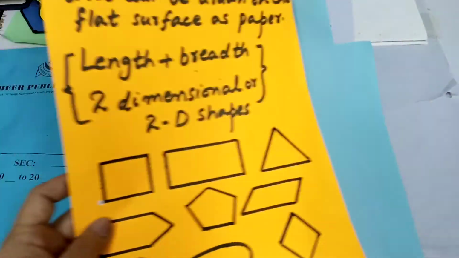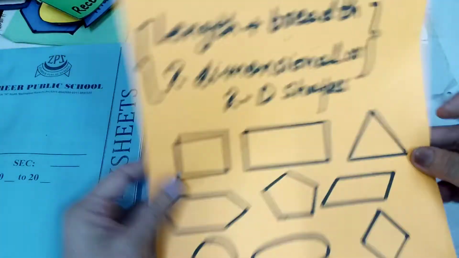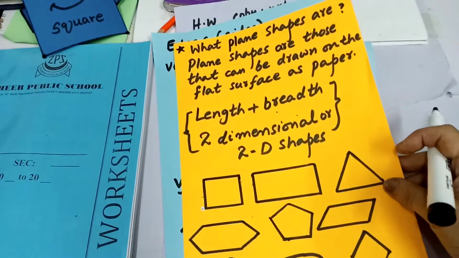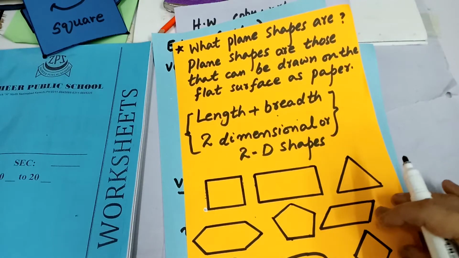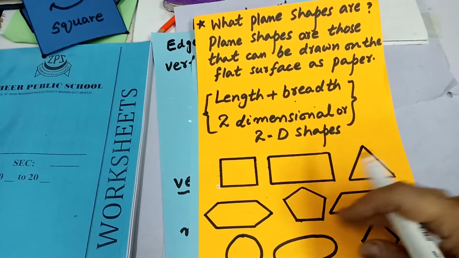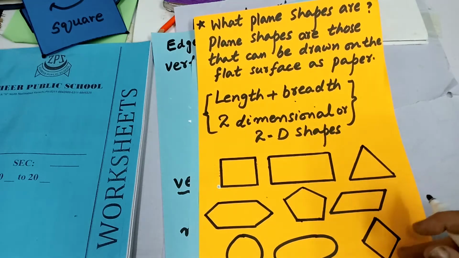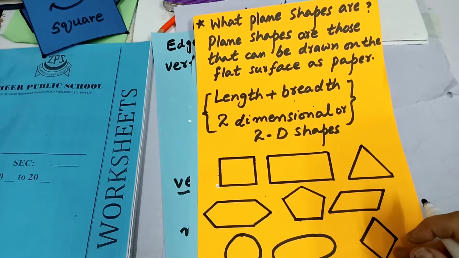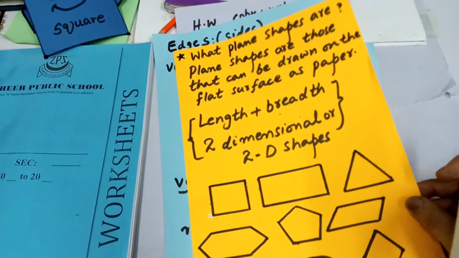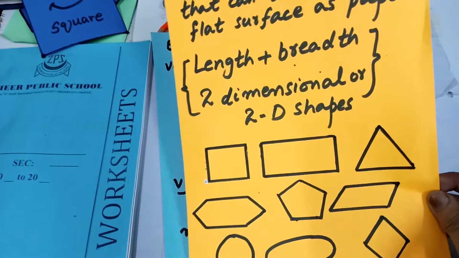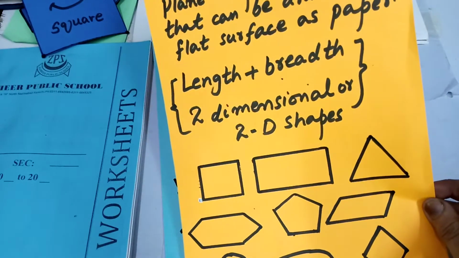Now look here. These shapes are square, rectangle, triangle, hexagon, pentagon, parallelogram, circle, oval and rhombus. These are all plane figures made by curved and straight lines.